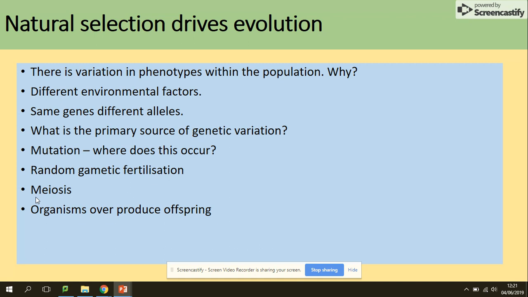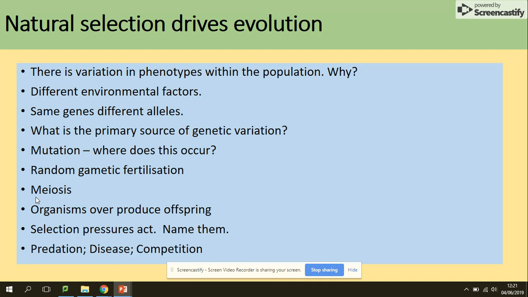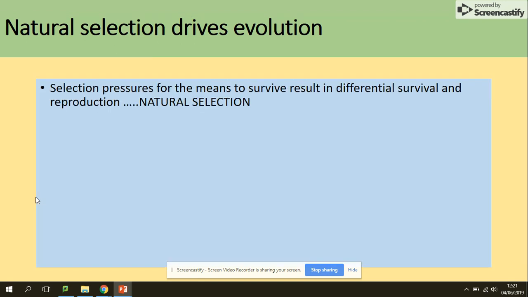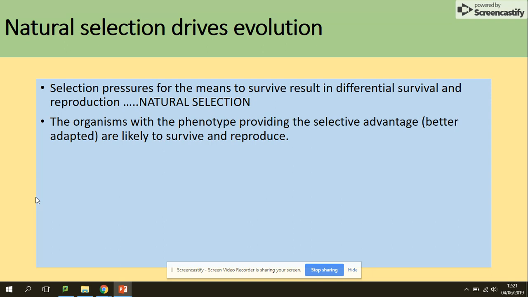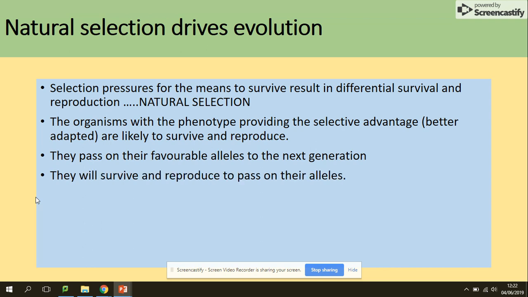Organisms are going to overproduce offspring, and the selection pressure will act on them. There could be predation, disease, or competition. So selection pressures for the means to survive result in different survival and reproduction, for example in different flowering times, and this is natural selection. The organisms with the phenotype providing the selective advantage are likely to survive and reproduce and produce fertile offspring. They will pass on their favorable alleles to the next generation.